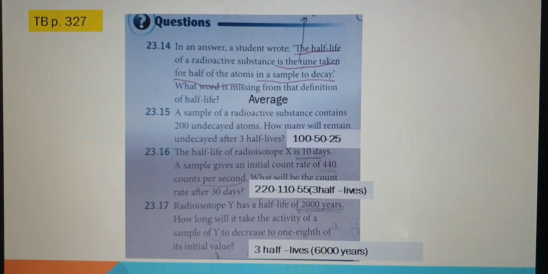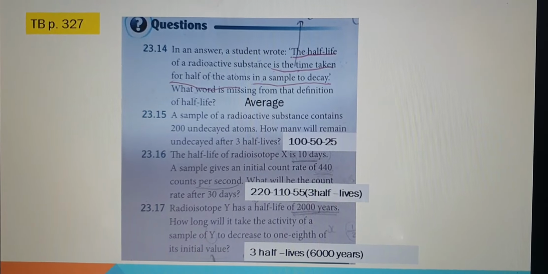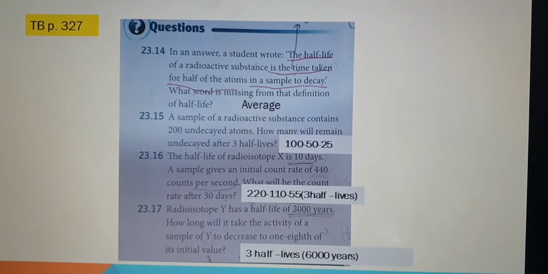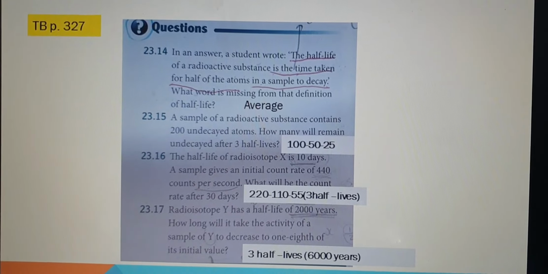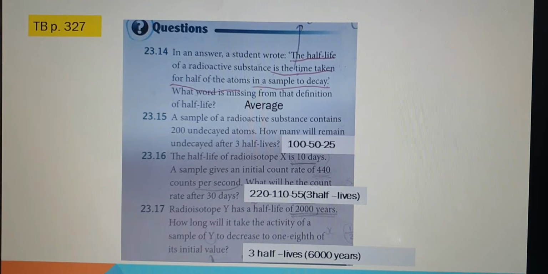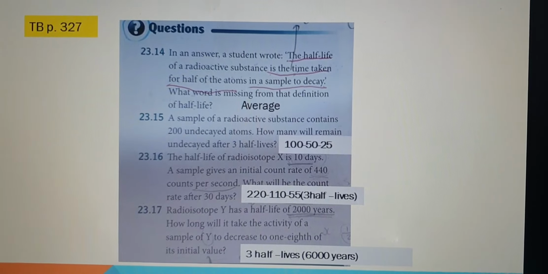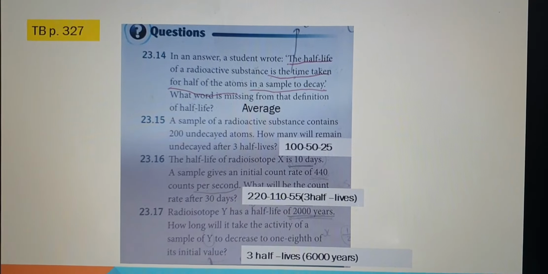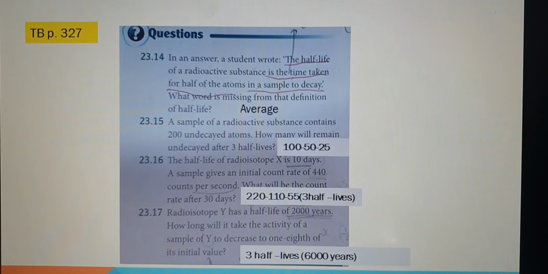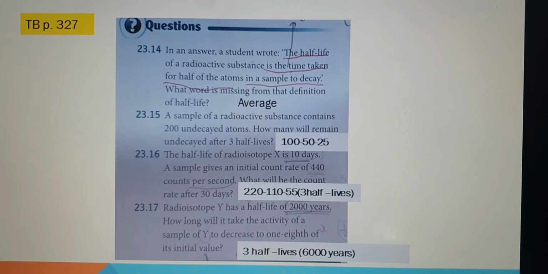After 2 half-lives, I will get a quarter of the atoms. After 3 half-lives, I will get 1/8 of the atoms. 1/8 is half a quarter, and a quarter is half the half. So I need 3 half-lives to reach 1/8 of the value. 1 half-life is 2000 years, so 3 half-lives is 6000 years.